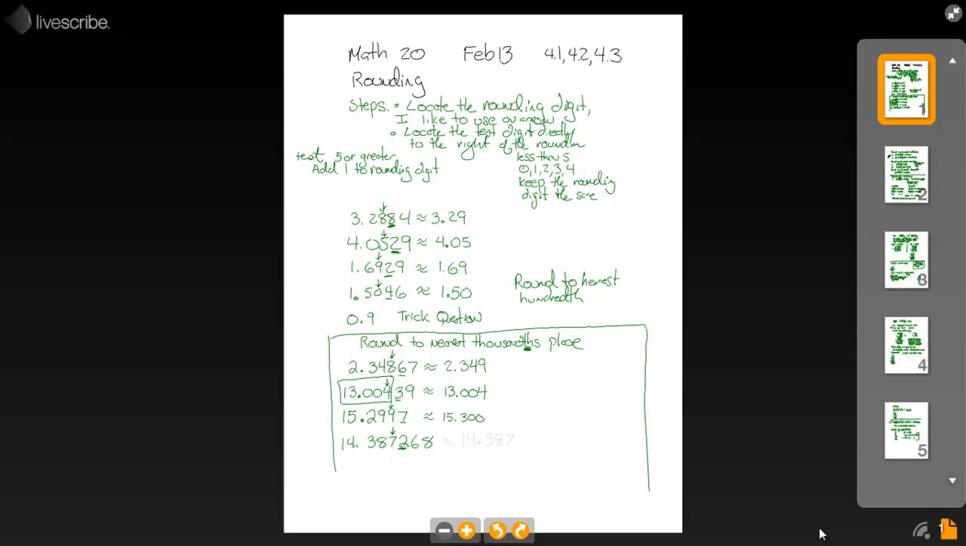Yes, no trickery in that one. So we're going to try some more practice ones. And the way I'm going to switch it up a little bit this time is that on each problem, I'm going to pick a different place I want you to round it, just for practice. So I'm going to flip my paper.